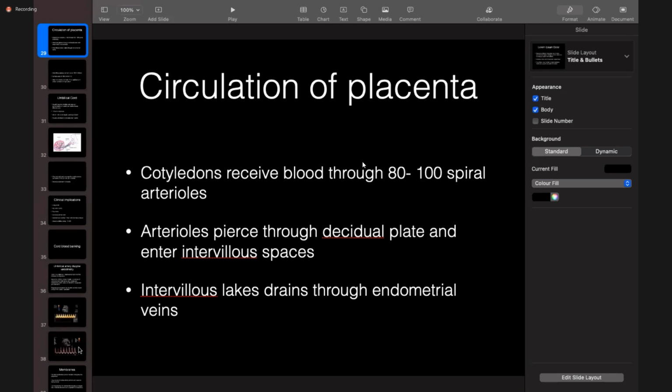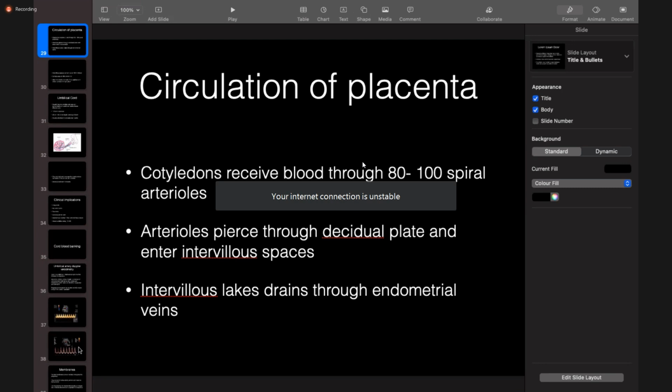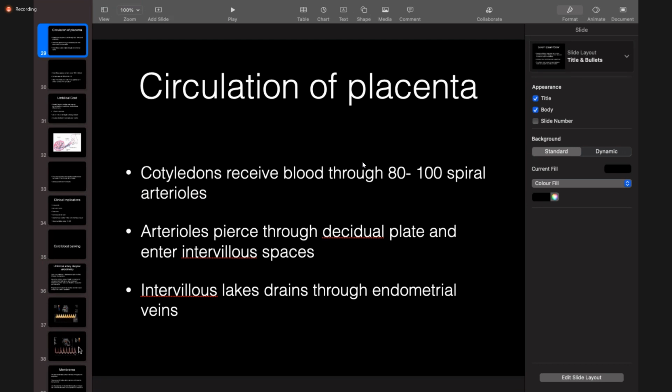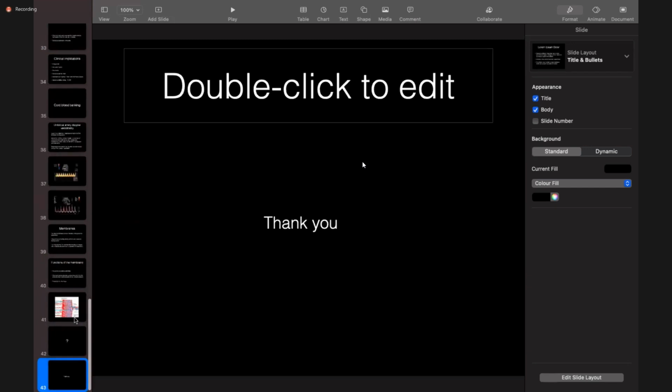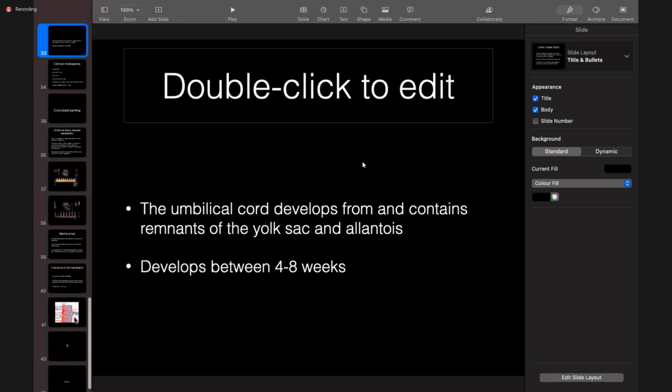The placenta is mostly involved in obstetric practice. So whatever the anatomical and embryological origin, the function and clinical implications are very, very important when it comes to obstetrics and gynecology. So any questions?